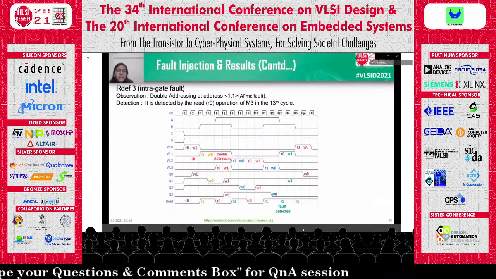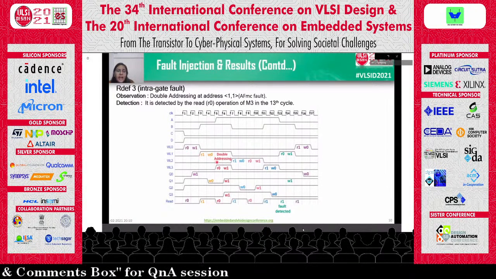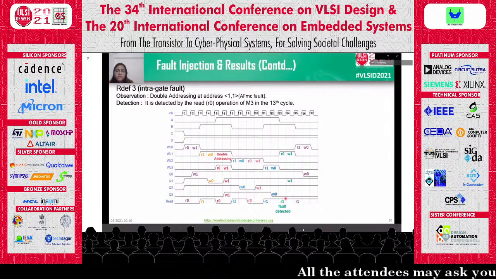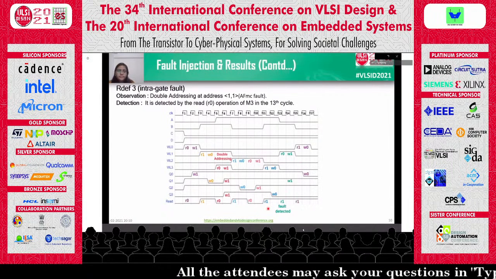Like here we can see that during the second cycle, word line 1 and word line 3 both will be accessed simultaneously. So here the problem of double addressing will be caused, which will be detected in the 13th cycle. So in this way we will be able to detect the double addressing fault.